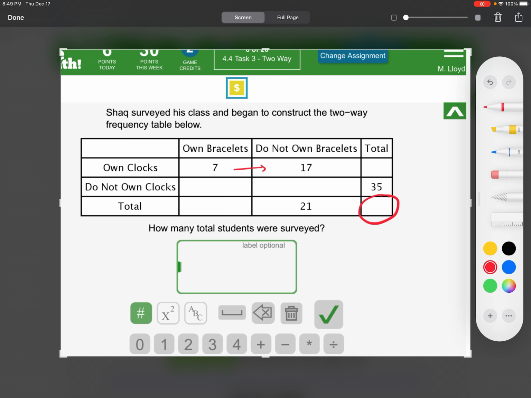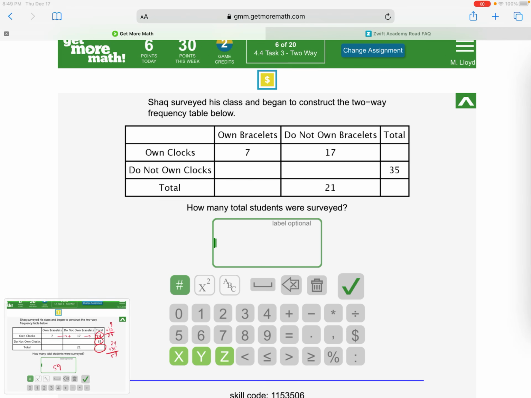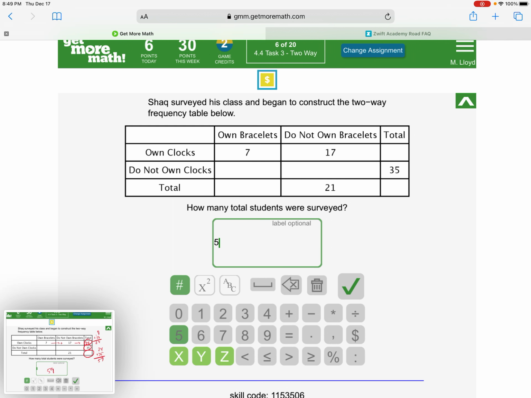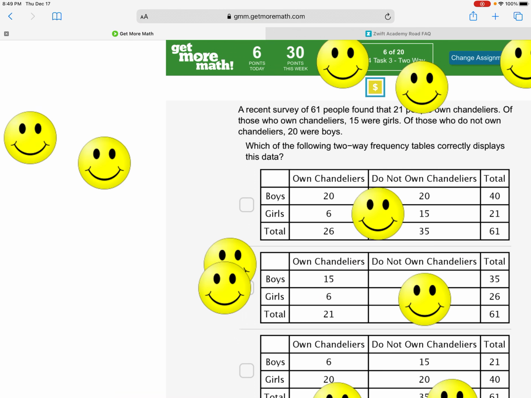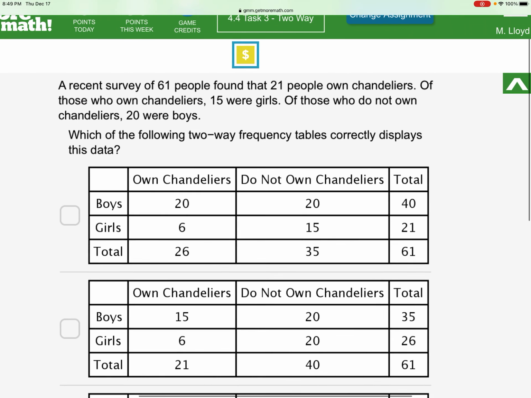And look, I can do 7 and 17. 7 plus 17 is 4, carry the 1, so 24. Good. And now I can add 24 and 35, so 24 plus 35. Notice I'm not using a calculator for this because it's probably faster not to. I get 59. Oops, forgot the 9. 59, and we're good.